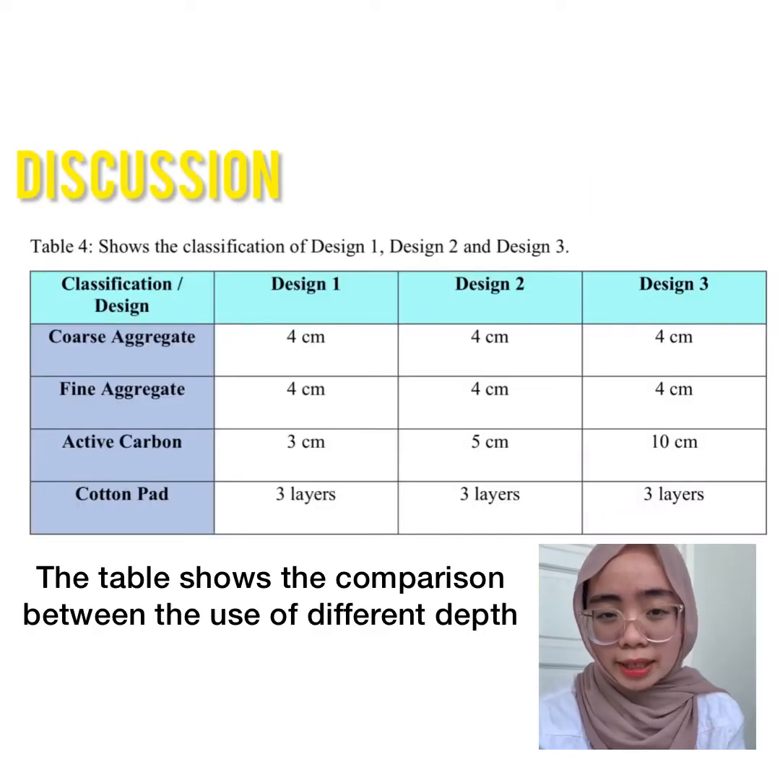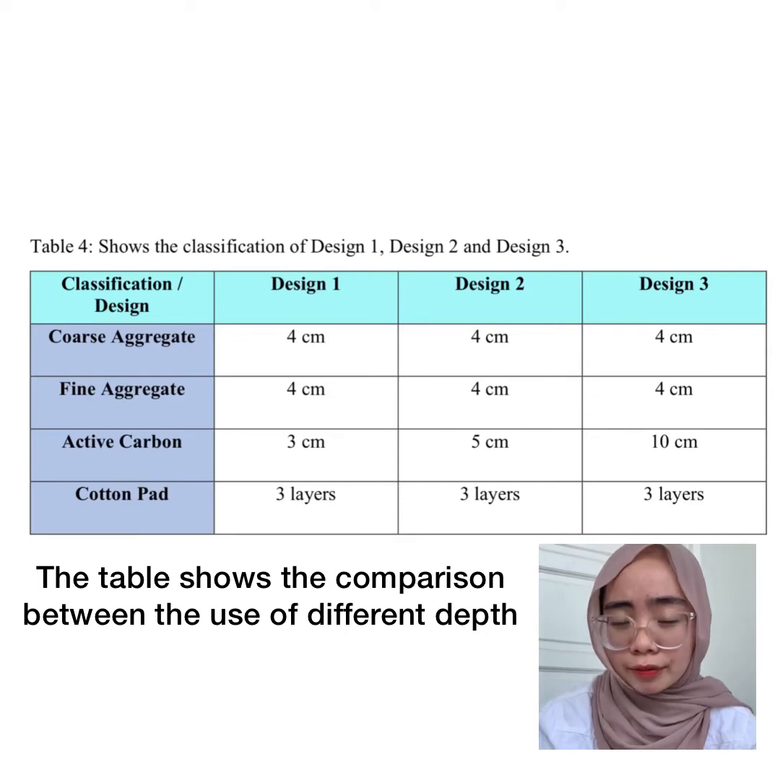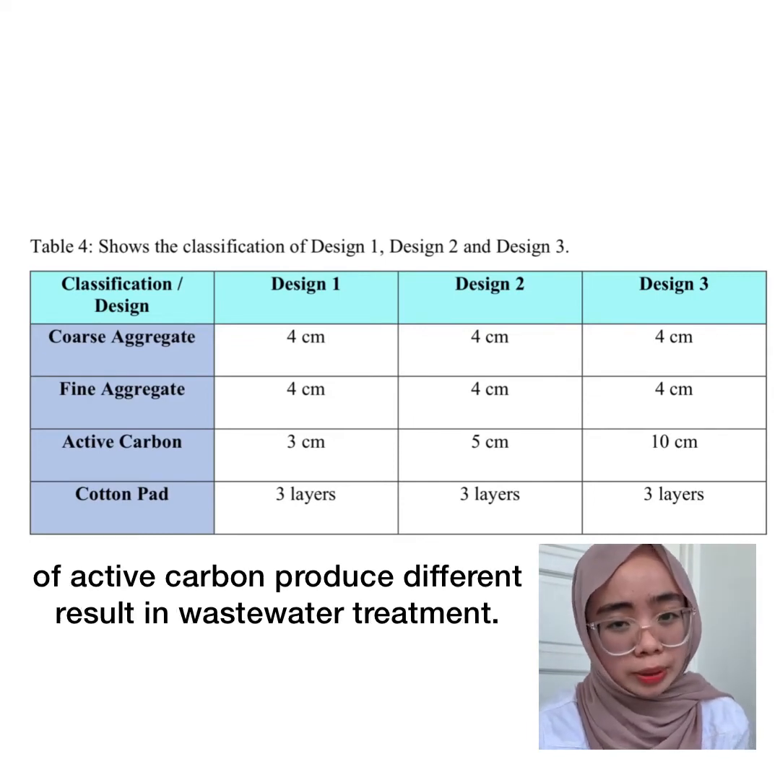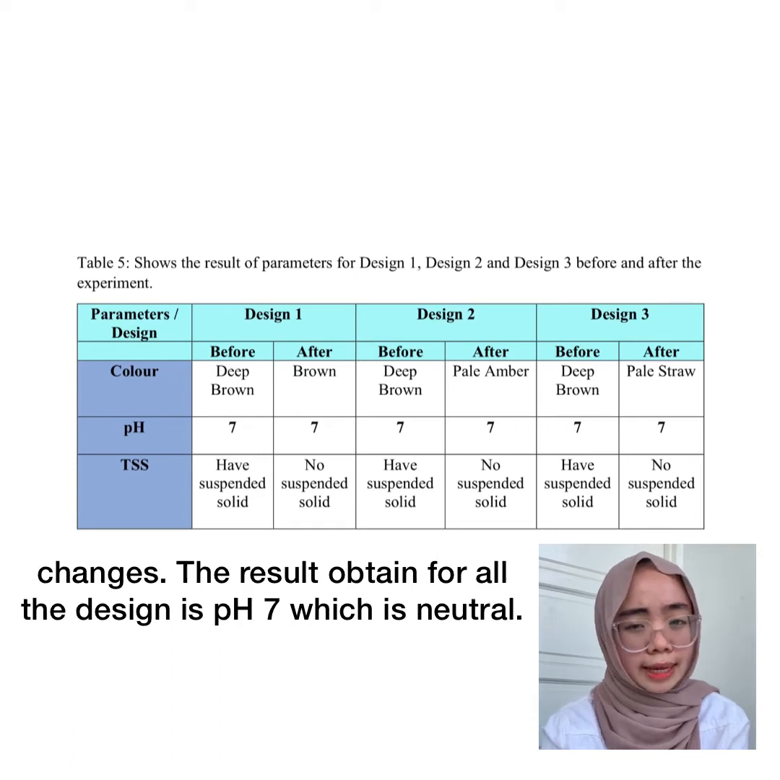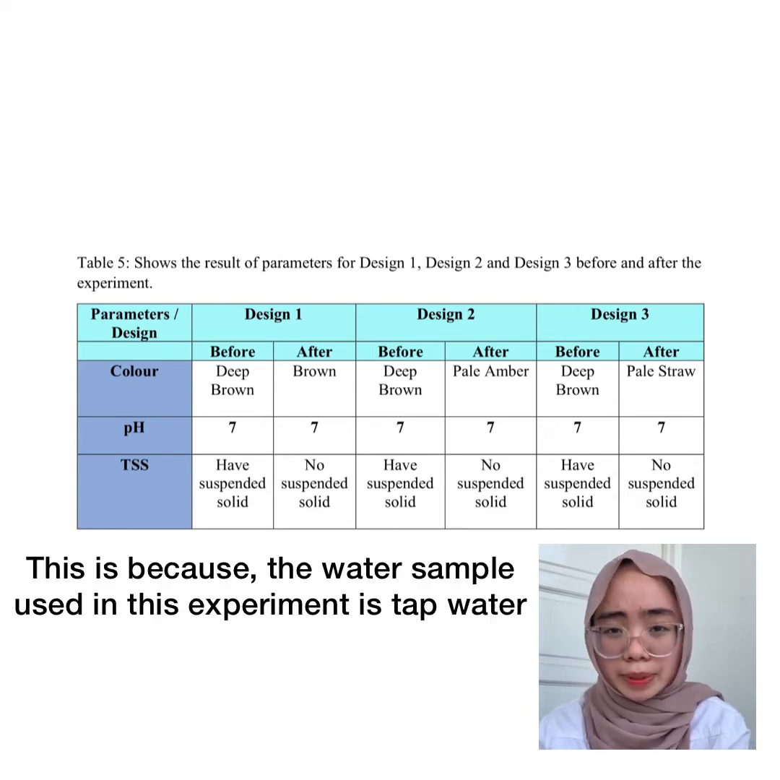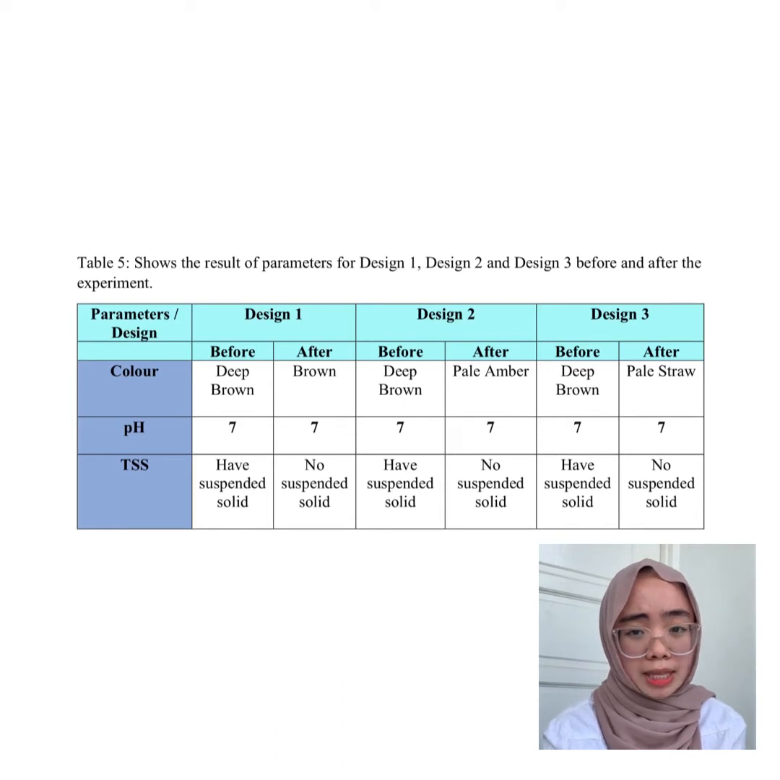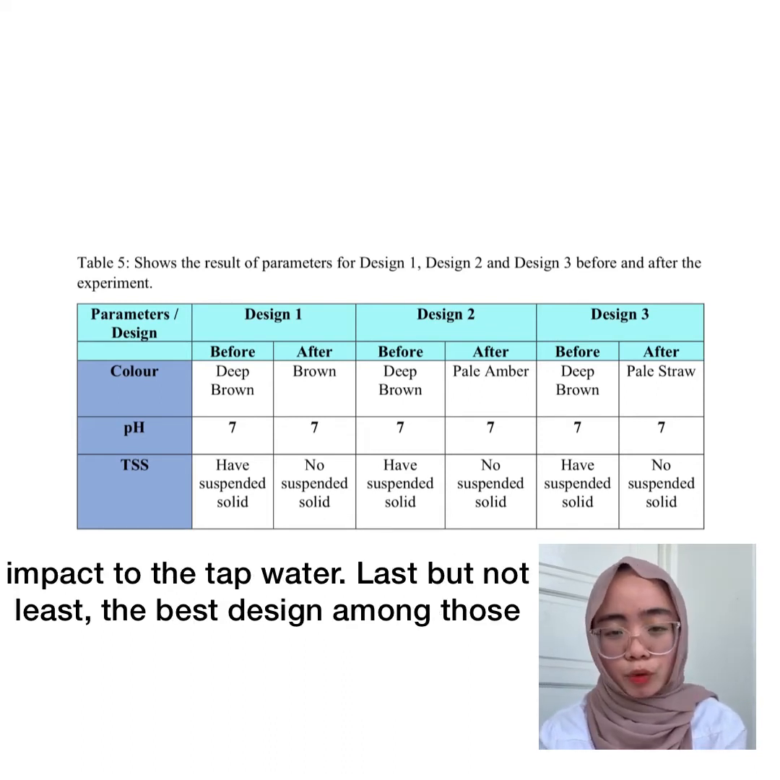The result in the table shows the comparison between the use of different depths of activated carbon can get different results in wastewater treatment. Apart from that, the other parameter, the pH level, shows no sign of change. The result obtained for all designs is pH 7, which is neutral. This is because the water sample used in this experiment is tap water mixed with fine sand. The sand does not impact the tap water.